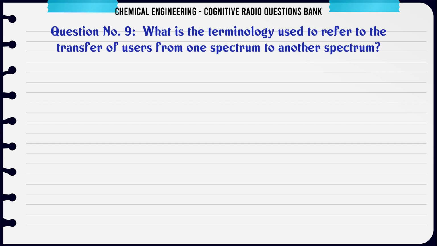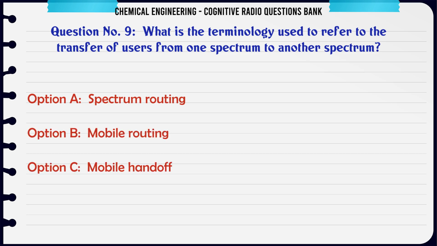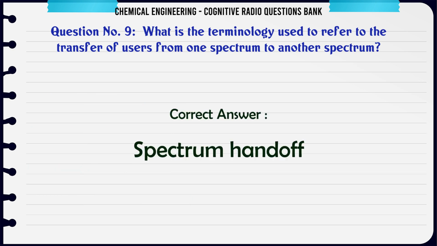What is the terminology used to refer to the transfer of users from one spectrum to another spectrum? A. Spectrum routing. B. Mobile routing. C. Mobile handoff. D. Spectrum handoff. The correct answer is spectrum handoff.